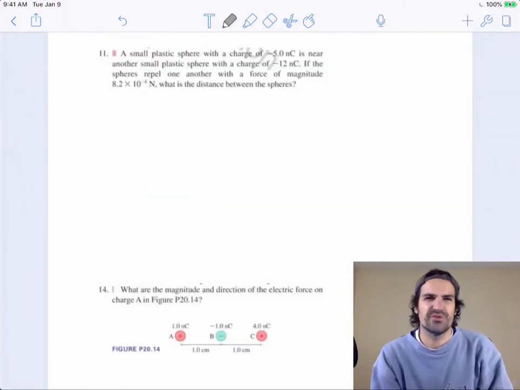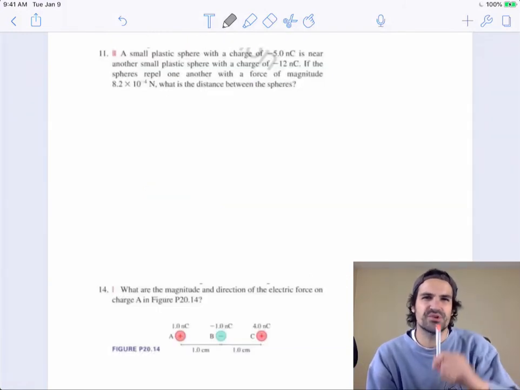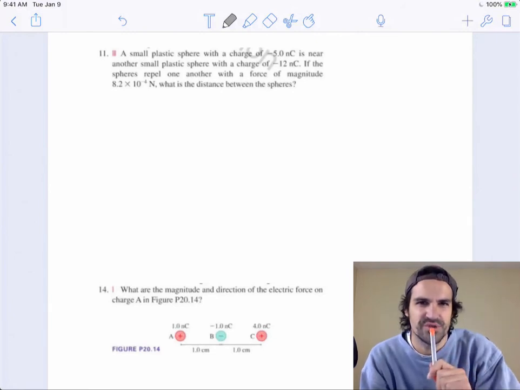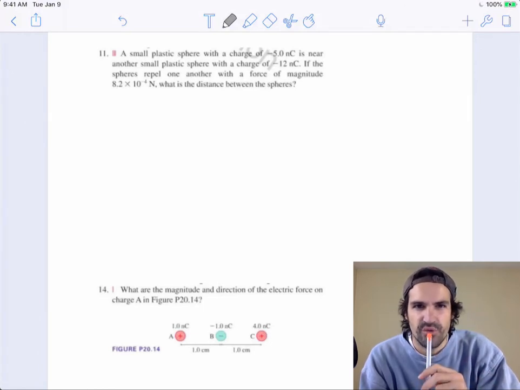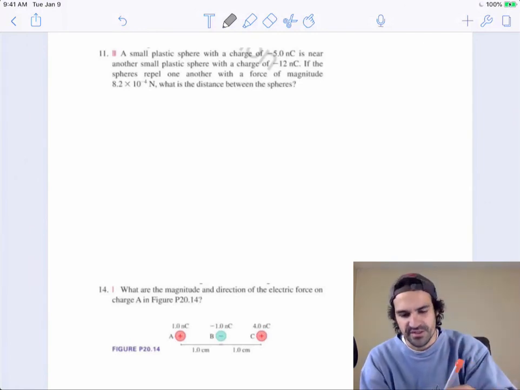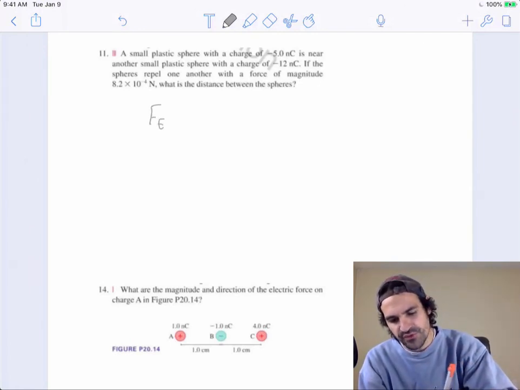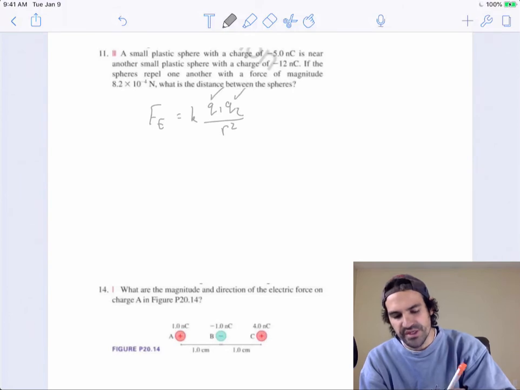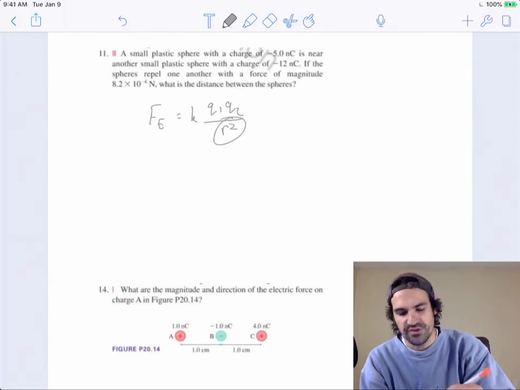All right, number 11. We have a small plastic sphere with a charge of -5 nanocoulombs near another small plastic sphere with another charge. The spheres repel each other because they're both negative. They give us the force this time, the two different charges, and we need to find the radius. So you can do this two different ways. You're always going to start with your base equation. And you can either plug all of the numbers in and then solve for your unknown, or the way I like to do it is rearrange for the unknown.